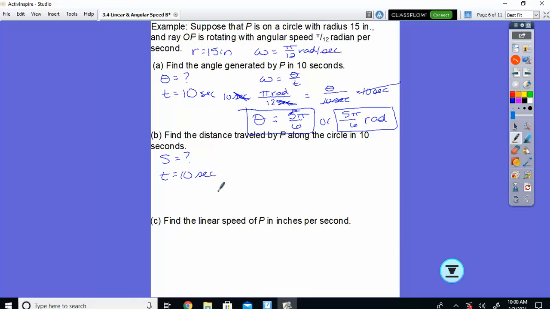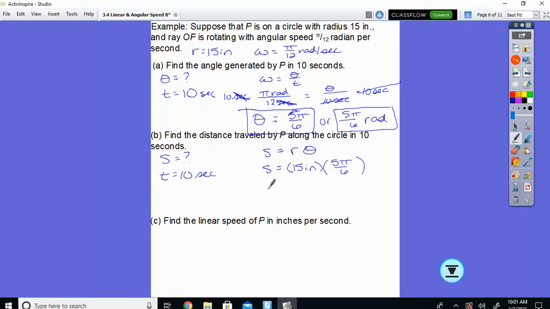S equals R theta. Do we have R? Yeah. Do we have theta? Yeah, we found it in part A. So that would be an easy one to use. So I'm just going to do S equals R theta. So I don't know S. My R is 15 inches. Theta was 5 pi over 6.